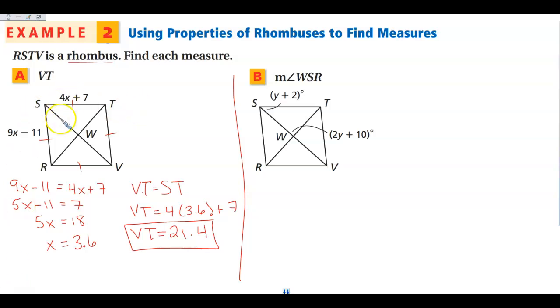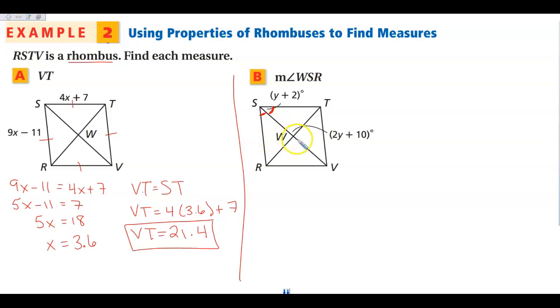So again, a rhombus has all four sides congruent, set them equal, find x, plug it into any one of them, and that's the length of all the sides. All right, I want to find the measure of angle WSR, which is this angle right here. Well, I know that this angle is going to be the same as this angle because my diagonal is going to bisect this one, okay?